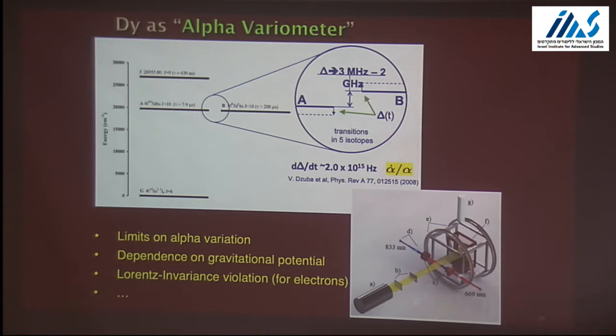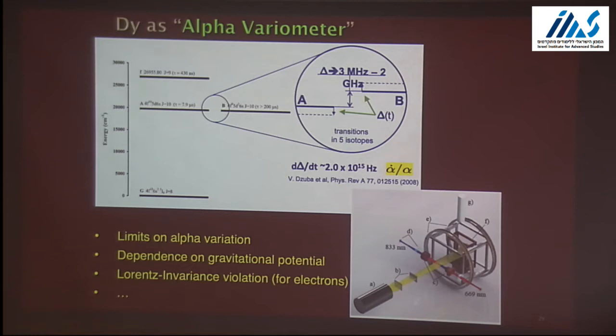We did a lot of different experiments with dysprosium over the years and are continuing to do them. This was an idea proposed by Victor Flambaum and company, that this system could be useful for measuring variations of alpha. And in fact, we had one of the best results, which has since been superseded by many orders of magnitude by other atomic clock experiments. But for a while, we were nearly the champions in this game. What we were looking for is very slow variations of alpha on a time scale of years, say.